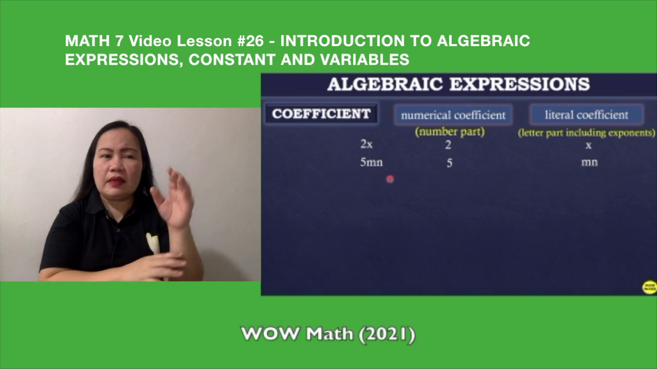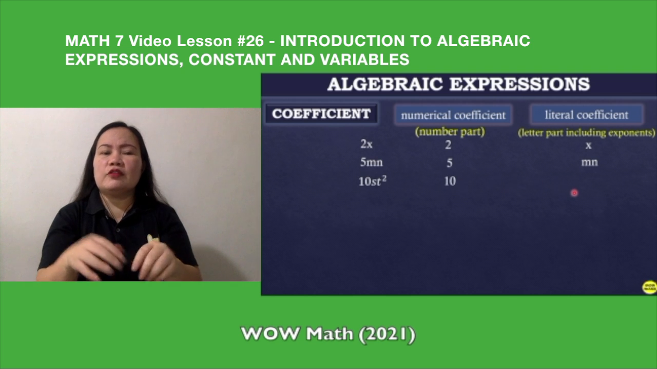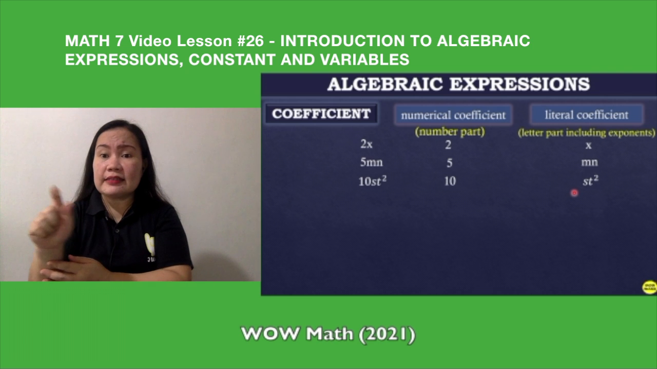Okay? Next, I have 10st squared. So, the numerical coefficient is 10. And then, the literal coefficient is st squared. Okay, yun po ang ating literal coefficients.